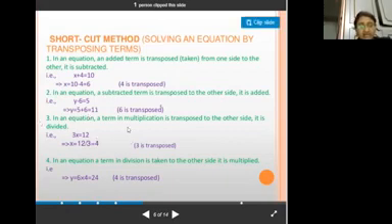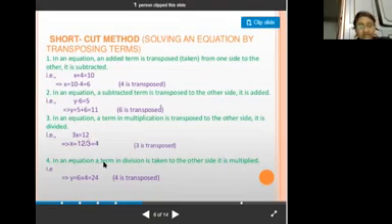In an equation, a term in multiplication, when transposed to the other side, is divided. 3x is equal to 12. जब हमारे पास एक इक्वेशन है, ये 3x मल्टीप्लिकेशन की फॉर्म में, अब हम इस 3 को जब हम RHS पे लेके जाएंगे तो x is equal to 12 divided by 3 हो जाएगा, that is equal to 4.